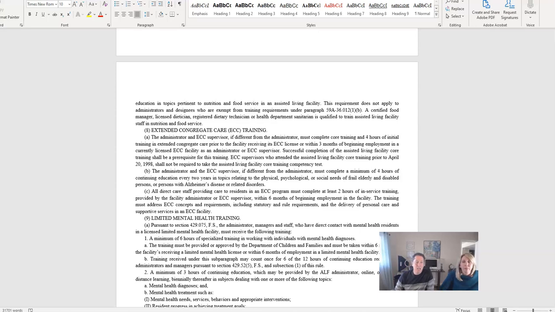Extended congregate care training. We're going to go through different training requirements for these things. The administrator and ECC supervisor, if different from the administrator, must complete core training and 4 hours of initial training in extended congregate care prior to the facility receiving ECC license or within 3 months of beginning employment in a currently licensed ECC facility as an administrator or ECC supervisor. Successful completion of the assisted living facility core training shall be a prerequisite for this training. So you need to take the core training in order to do that.